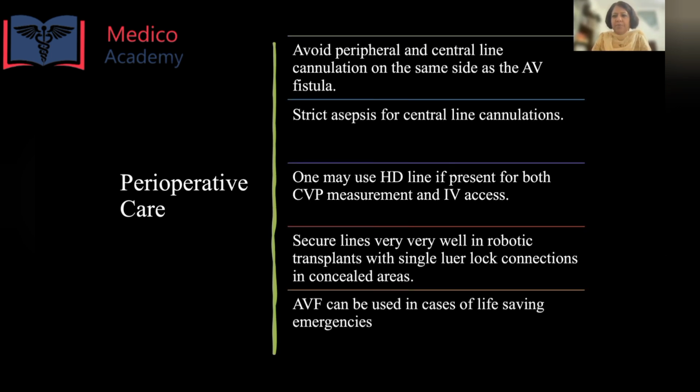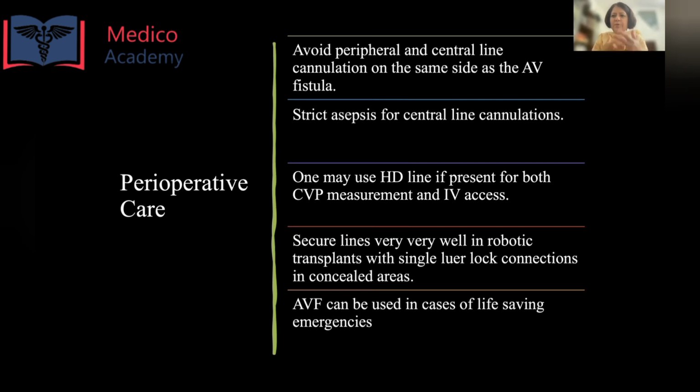We avoid peripheral and central line cannulation on the same side as an AV fistula. You must remember that this is a surgical procedure, so there's a surgery involved and the cost involved. And we go with the premise that if the transplanted kidney has a few hiccups, or if there is an ATN, or if there is rejection, then the patient might require dialysis even after transplantation. So the sanctity has to be maintained.